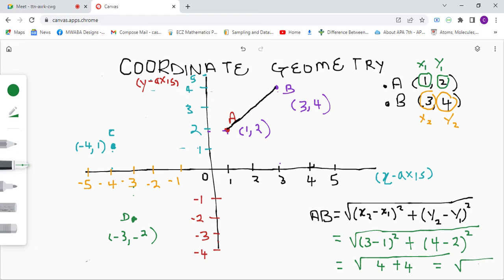So we do not get a whole number from the square root of 8, so we'll say the distance is the square root of 8 units. You can leave your answer like this, because 8 is not a perfect square, we cannot take its square root. So you say the length of AB is the square root of 8 units.